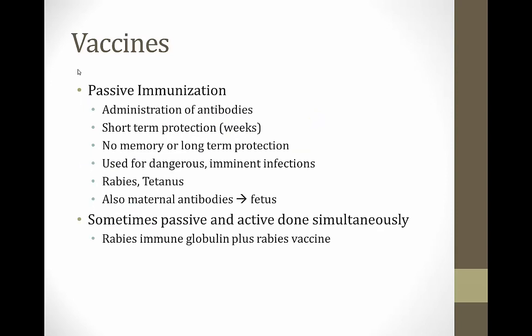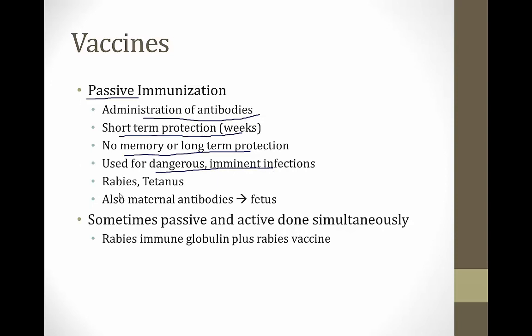All the types of vaccination I've been talking about up to now are examples of active immunization. And it's called active because you require the patient's body to actively generate an immune response. There is another type of less common immunization called passive immunization. This is where you directly administer antibodies to the patient. This will provide only short-term protection for a few weeks. There's no memory or long-term protection, and it's only used for dangerous imminent infections.